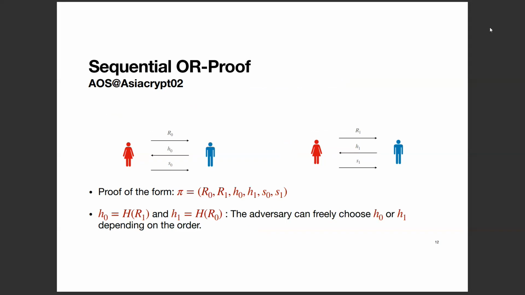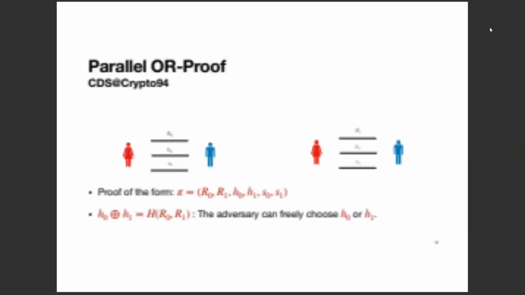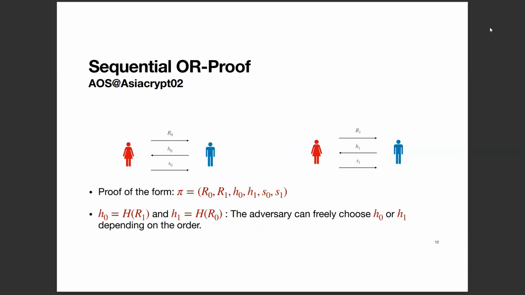The second OR proof technique is called AOS, proposed by Abe et al. in Asiacrypt 02. They have this exact same form of proof, with the special fact that H0 equals the hash of the opposite side. So the adversary can freely choose H0 or H1 depending on the order, as there is an execution order between the left side and the right side. However, if we extend this technique to multi-round, the adversary cannot choose any order between left and right. So syntactically, the sequential OR proof cannot extend to multi-round.